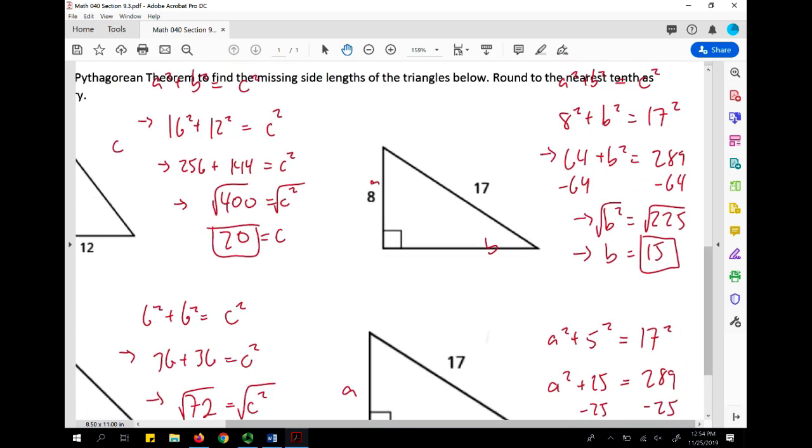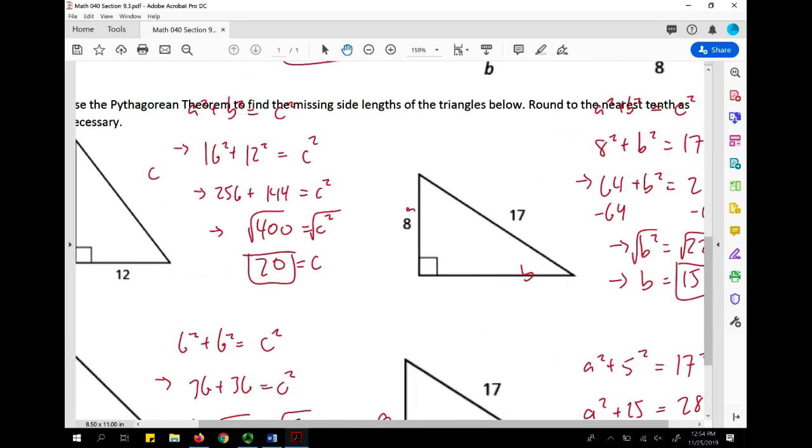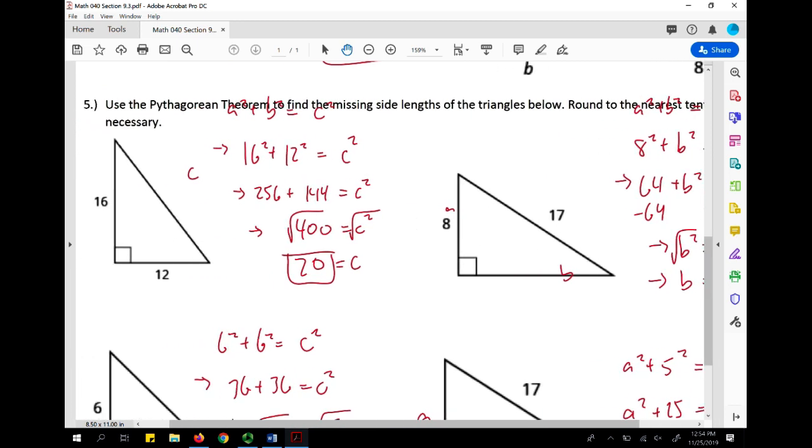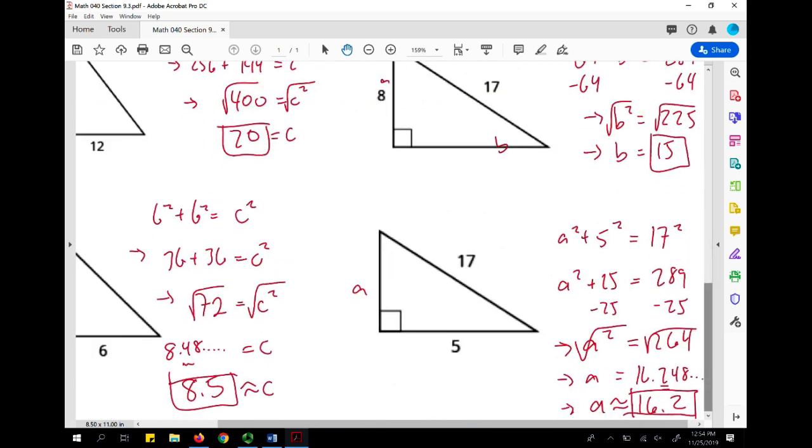What you'll normally see, and I think my quizzes say the same thing, is it says round to the nearest tenth as necessary. What that means is that rounding may not be necessary. So if your answer comes out to a whole number, just leave it. But if your answer comes out to some messy decimal, then you round to the tenths. But pay attention, because on a quiz or on a test it could say hundredths. Typically it's tenths. One decimal place is usually enough, but not always.